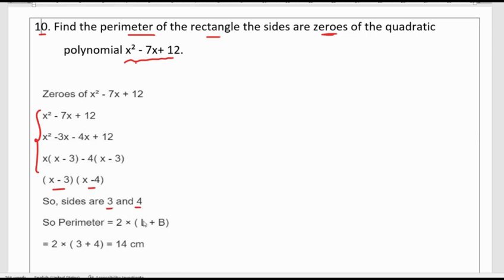So perimeter of rectangle is 2 into (L plus B). One zero is 3 and another zero is 4. So 2 into (3 plus 4) is 7. 2 times 7 is 14. So perimeter of rectangle is 14 centimeters.